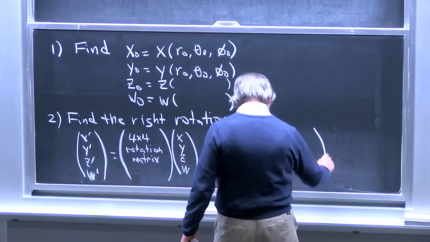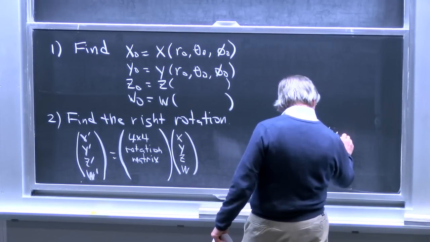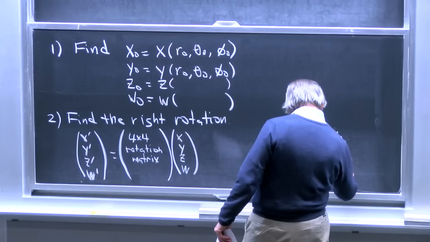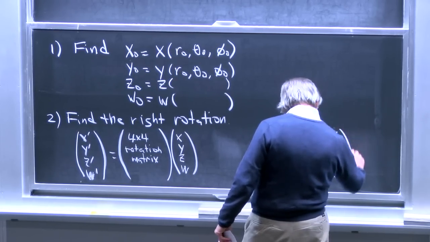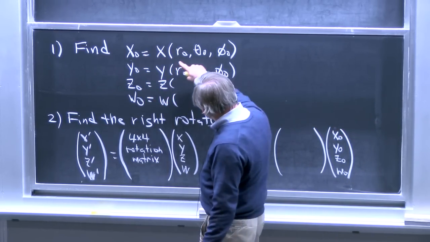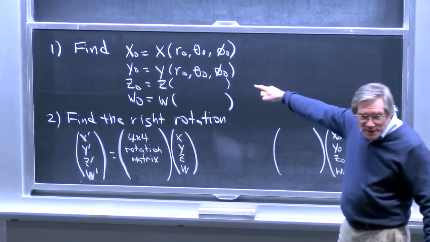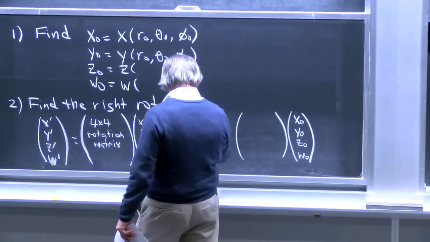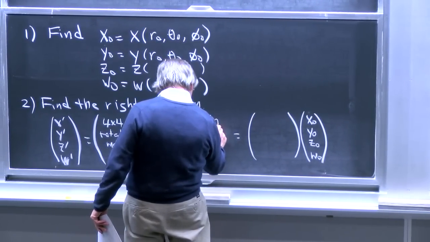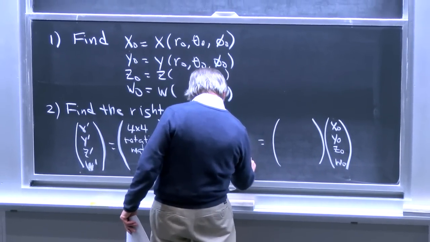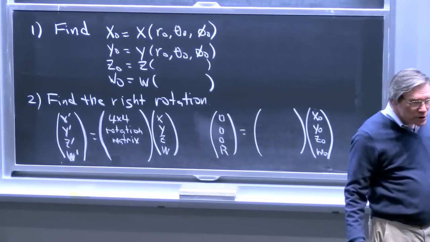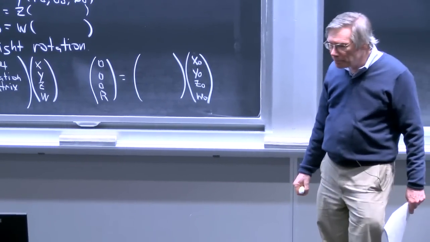What we want is that the matrix, when it operates on x0, y0, z0, and w0, which remember are just the 4 coordinates that correspond to our original point r0, theta 0, phi 0, we want this to map into 0, 0, 0, r, which is the 4-dimensional description of the origin of our new coordinate system.